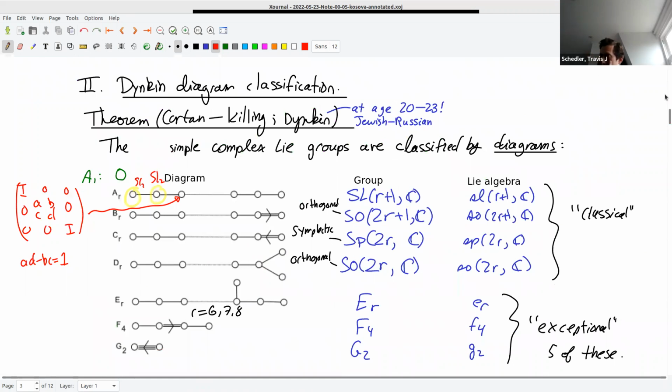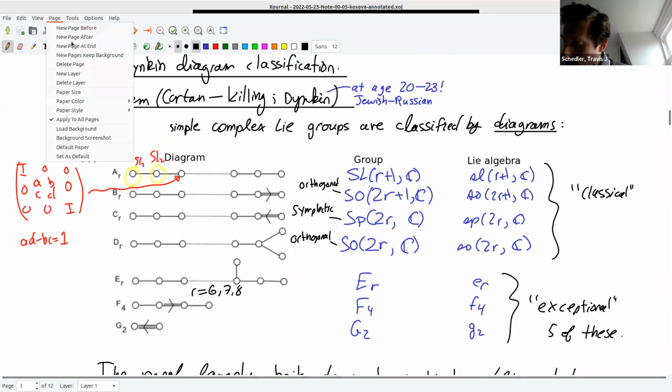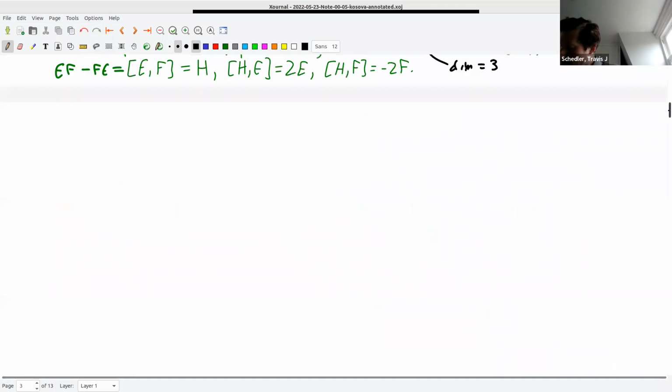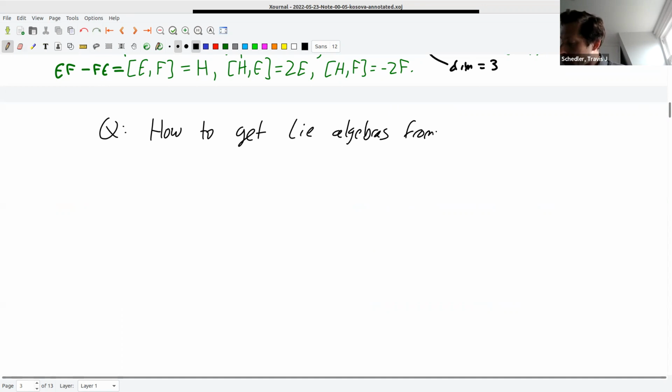Yeah. Well, so basically, let me just try to write it this way. If we look at a group, let me just make another page here. All right. So the question is how to get Lie algebras from Lie groups. There are different ways to phrase it.